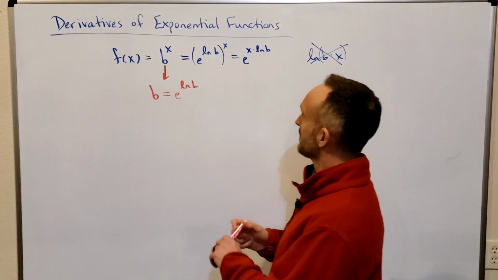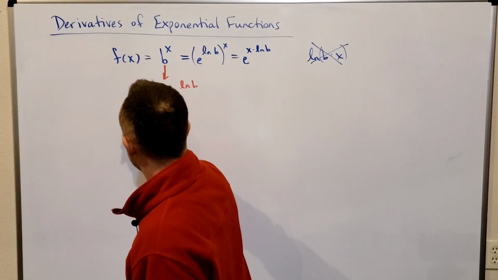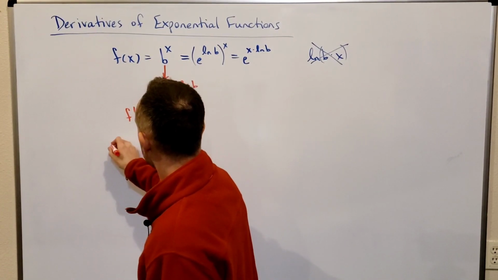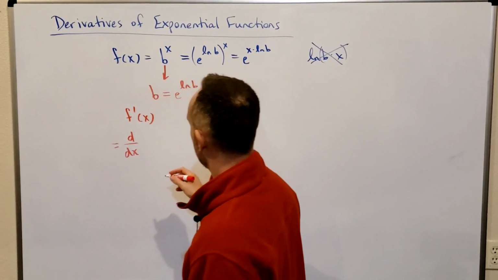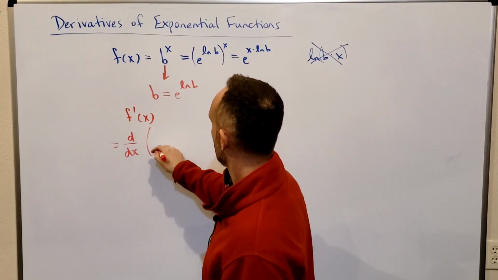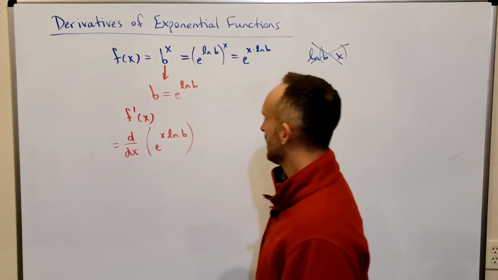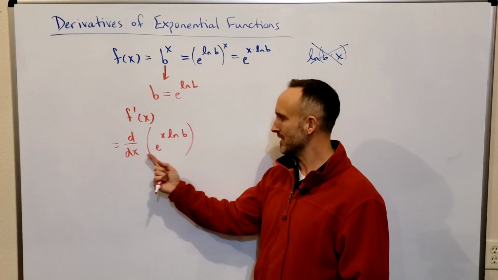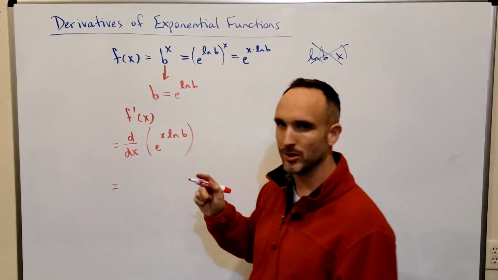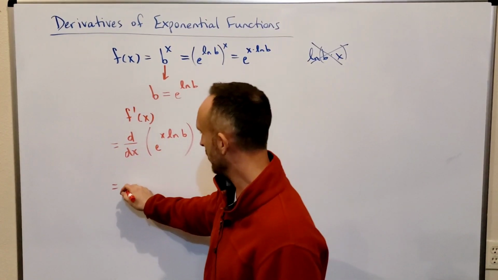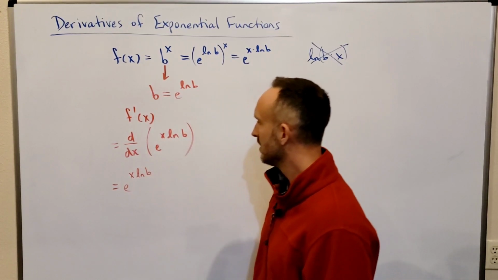So now, if I want f prime of x, that's the same thing as the derivative of this guy, e to the x times the natural log of b. And again, the good news here is that this is in base e. So how do you differentiate e to a power? Well, it's e to that power. So it's e to the x times natural log of b.